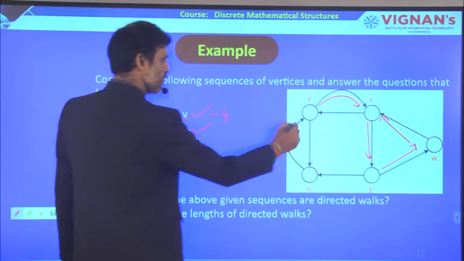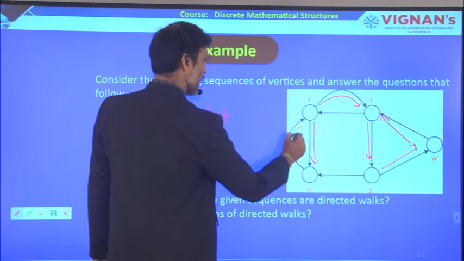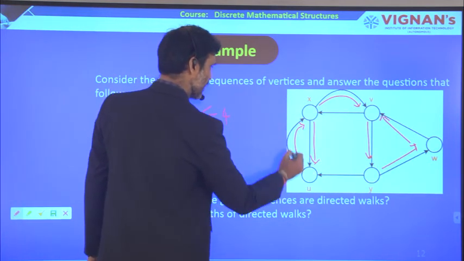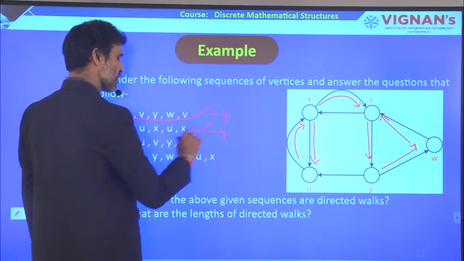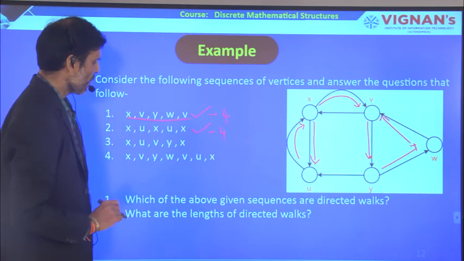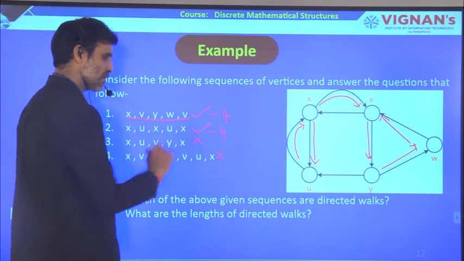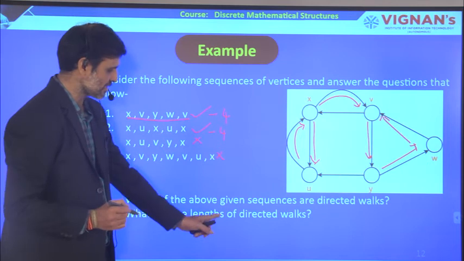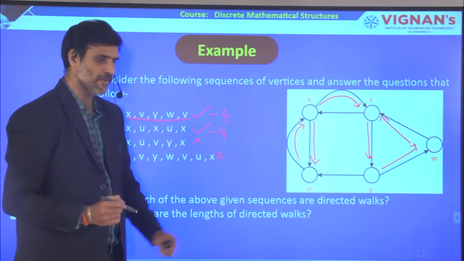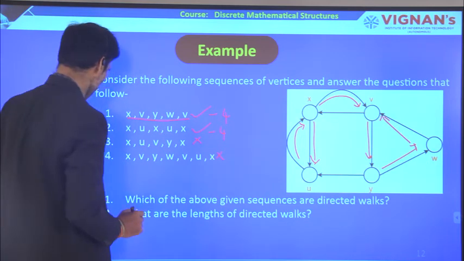Similarly, x to u, u to x, again x to u, again u to x. So again here how many? It is repeated twice. So therefore you will get 4. And since these two are not directed walks, there is no need to find the lengths. Only the length of directed walks was asked.